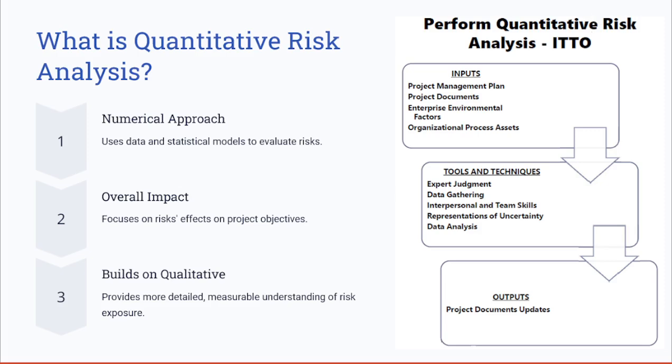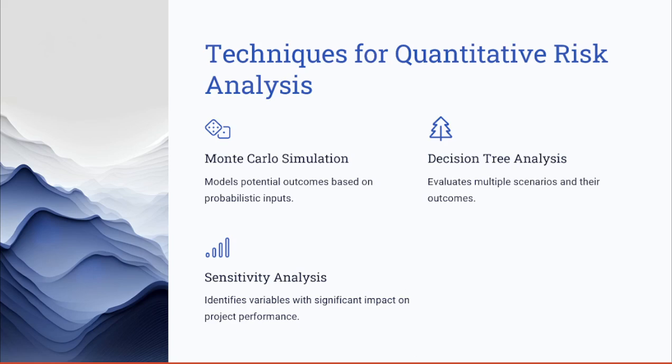Now the key ITTOs involved when performing a quantitative risk analysis. You have the key inputs: the project management plan, the project documents, the EEFs, and the OPAs. Here are some of the common tools that are used, including expert judgment, data gathering, interpersonal and team skills, representation of uncertainty, and data analysis. And the outputs here would be the project document updates, including your risk register and your risk management plan.